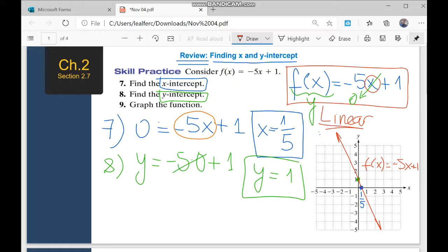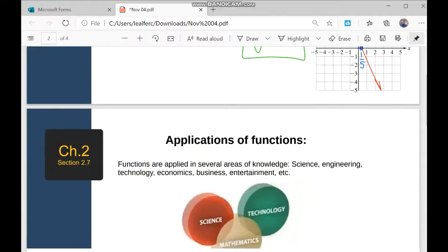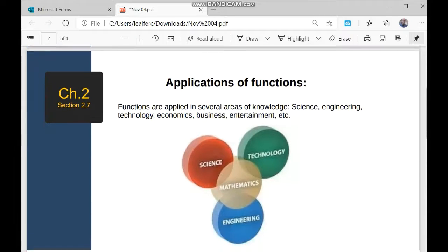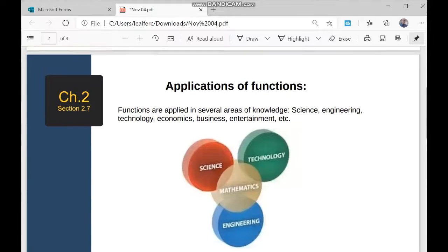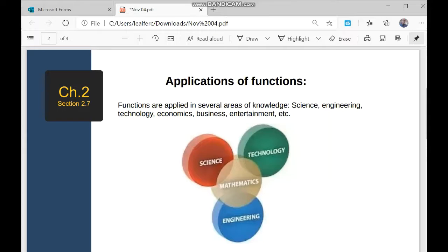Any questions so far? This is a review. If you have any questions at all, let me know. If you have any feedback, also let me know, because we are finishing. This is the last topic about linear equations in two variables and functions. And we will see a little bit of applications of functions.